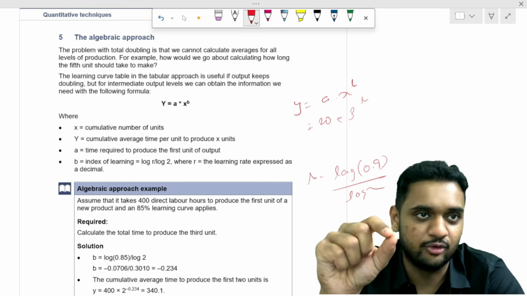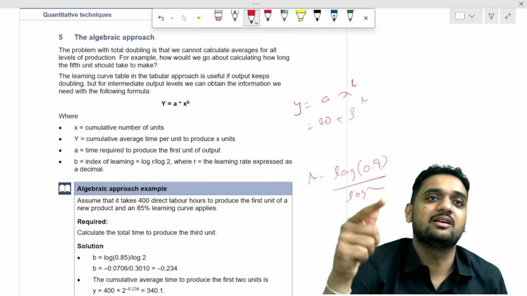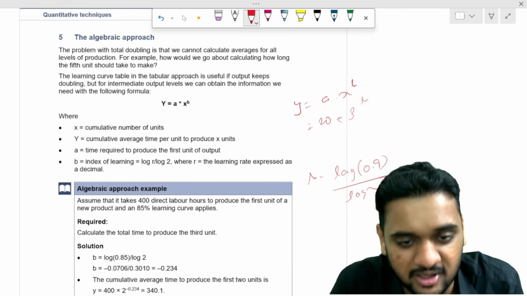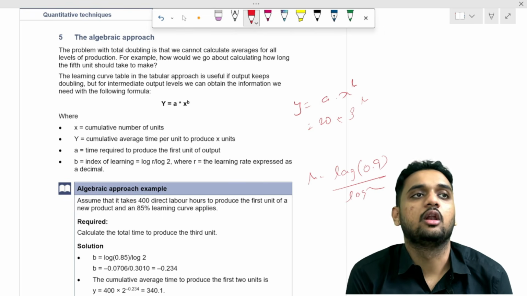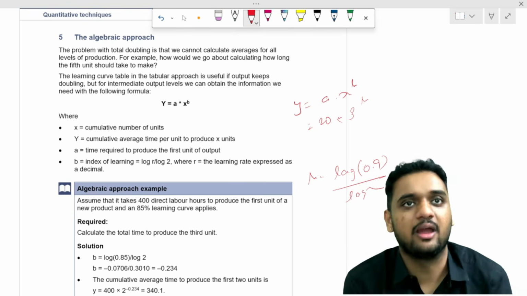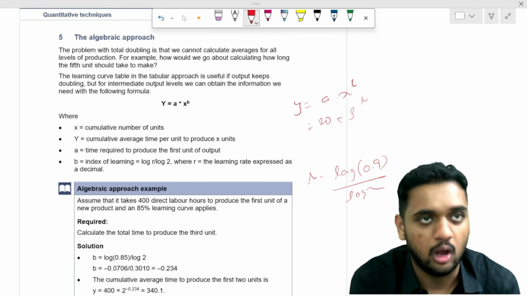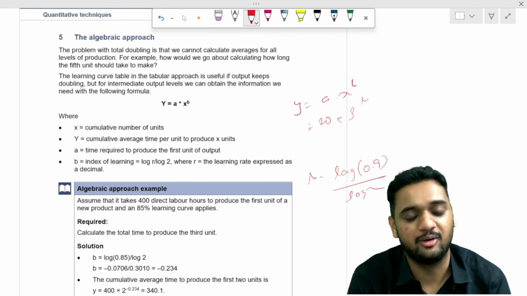X is the number of units they give, 10. B is log learning rate divided by log 2. If the learning rate is 85%, what will we do? Log 0.85 divided by log 2. The denominator will always be log 2. Above, log 0.85. Log 0.85 divided by log 2.